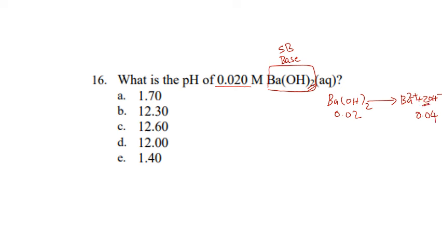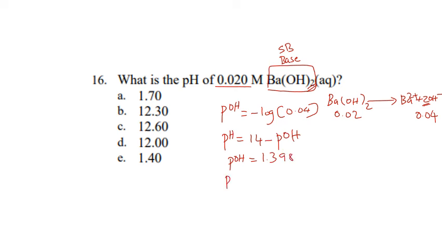Okay, and then what we will do, since it is a base, we will first find the pOH, that equals negative log of the hydroxide ion concentration, and then we will calculate pH by subtracting: pH equals 14 minus pOH. So pOH will be negative log of 0.04. When you plug it in the calculator, it will be 1.398, and so pH equals 14 minus 1.398, that equals 12.60. So our answer is C.